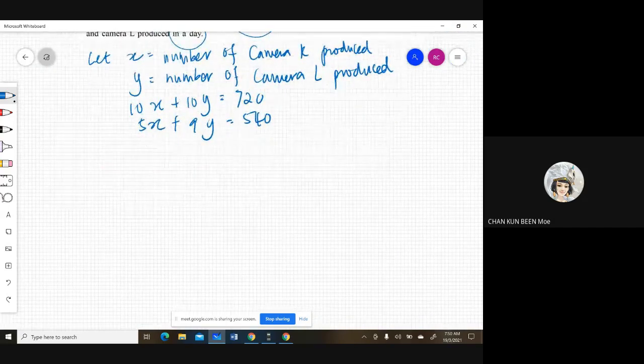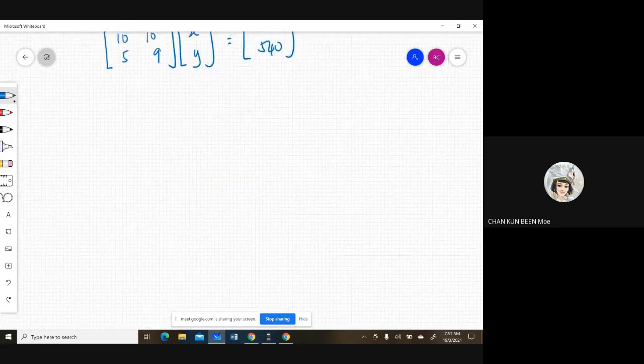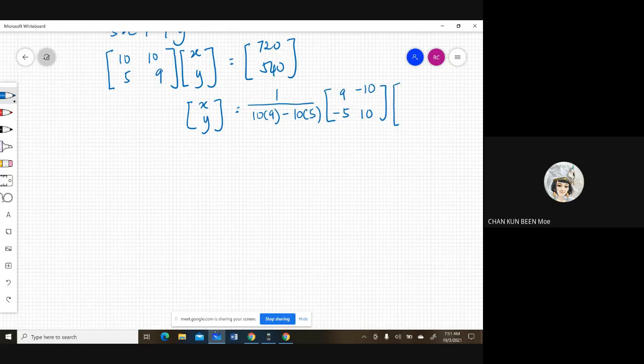Then from here, the next step is to convert it into the matrix form. So converting it will be 10, 10, 5, 9, multiplied by the variables or the unknowns x, y, equal to 720, 540. Okay, so from here we are going to solve to find out the value of x and y. Write down x, y is equal to the inverse of matrix A over there. So it is 1 over 10 times 9 minus 10 times 5, multiplied by the matrix 9, negative 10, negative 5, 10, and then 720, 540 at the back.